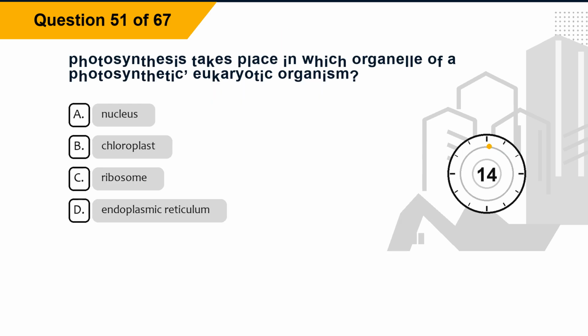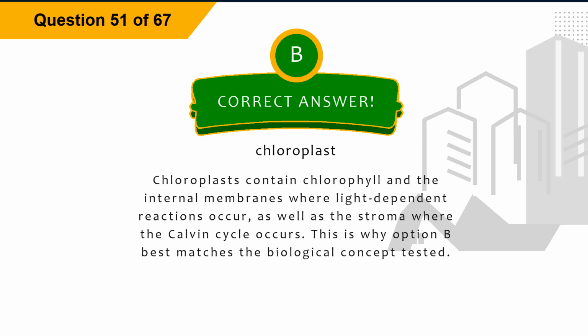Question 51. Photosynthesis takes place in which organelle of a photosynthetic, eukaryotic organism? Option A, nucleus. Option B, chloroplast. Option C, ribosome. Option D, endoplasmic reticulum. The correct answer is option B, chloroplast. Explanation. Chloroplasts contain chlorophyll and the internal membranes where light-dependent reactions occur, as well as the stroma where the Calvin cycle occurs. This is why option B best matches the biological concept tested.